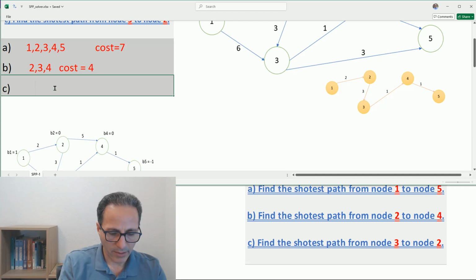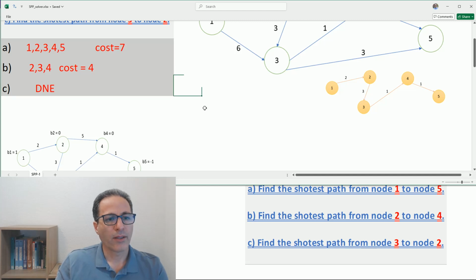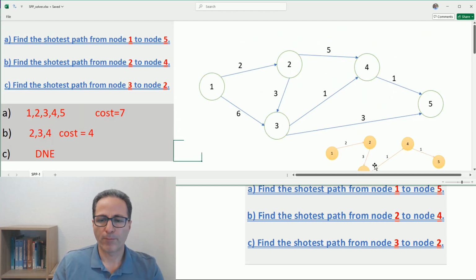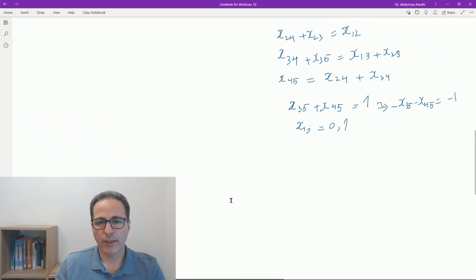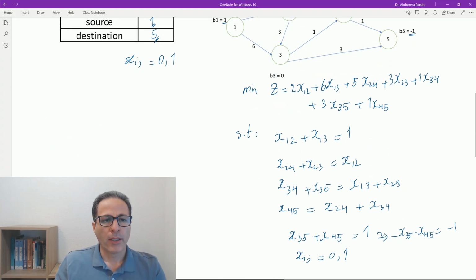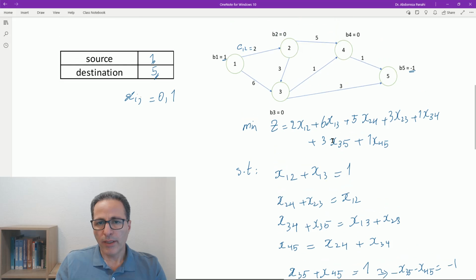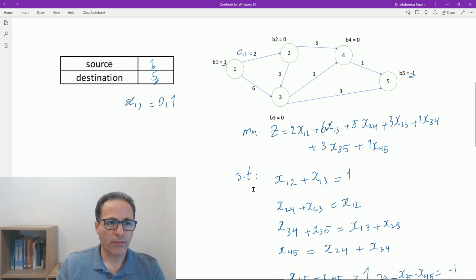So in this case, we don't have any shortest path. There's no path, so there won't be a shortest path either. This is how to solve the shortest path problem by converting it to a linear programming, considering this min-cost flow problem on a network, and we can solve by solver once we have a linear programming model.